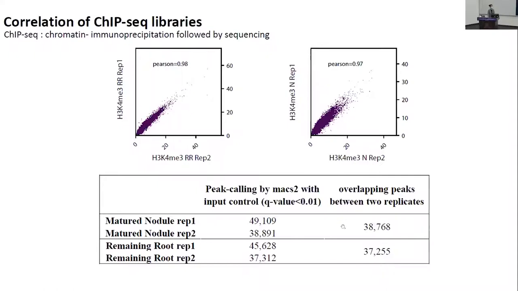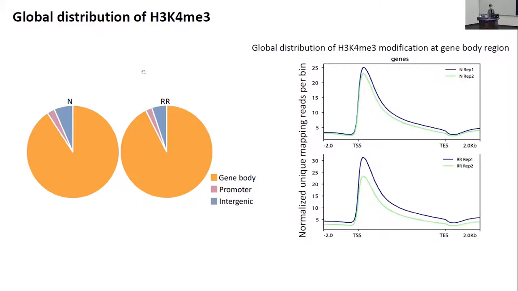And then we wondered where these peaks are located. The pie chart here shows the distribution of these peaks in the genomic regions. Basically, a higher proportion could be found in the gene body region than in other genomic regions. Besides this, the global distribution of H3K4 trimethylation in the gene body region was plotted here. And a typical peak could be found just after the transcription start site. This is consistent with other studies.